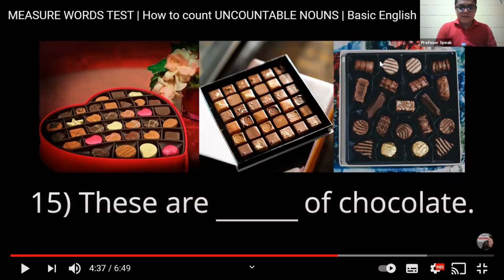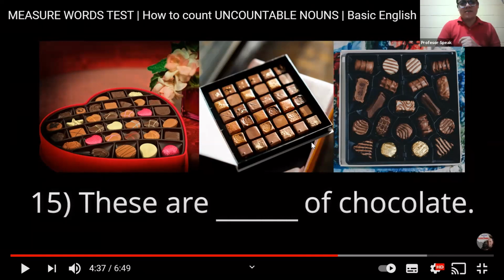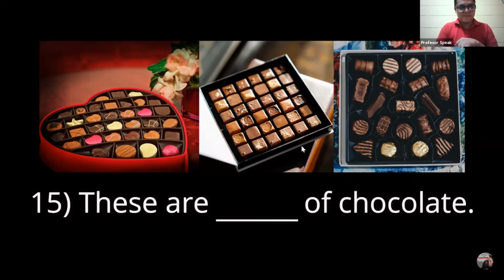Everett. Everett? Yes, sir. Let me think. These are boxes of chocolate. Okay, let's check it out. And the answer is, these are boxes of chocolate.